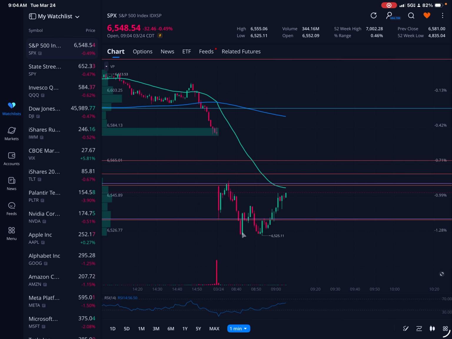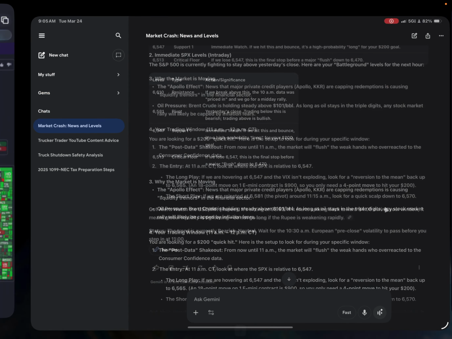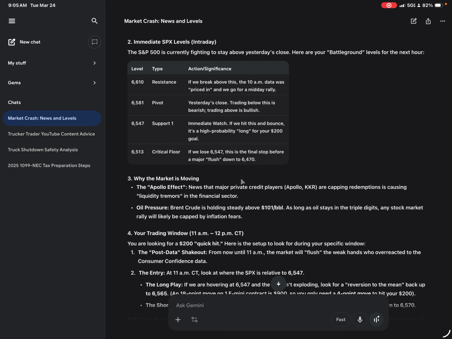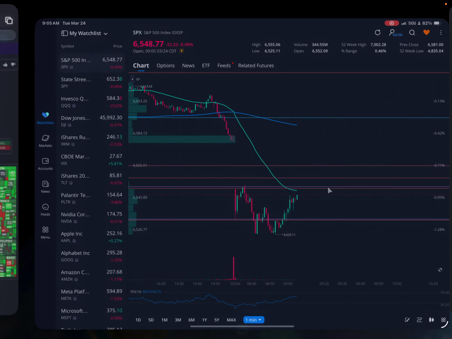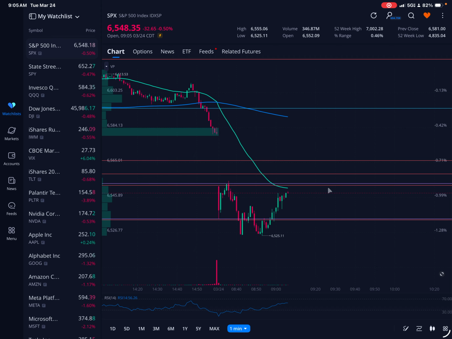All right, we're still pumping. All right, let's see what the levels are again. It says 65.47 support 1. 65.81 is the pivot. 65.13 is the floor. If we lose 65.47, this is the final stop before a major flush. All right, so we are at 65.48. So we're looking to lose 65.47.